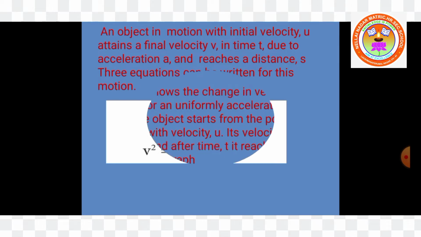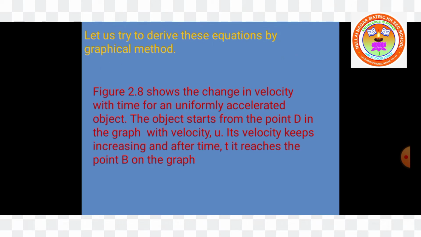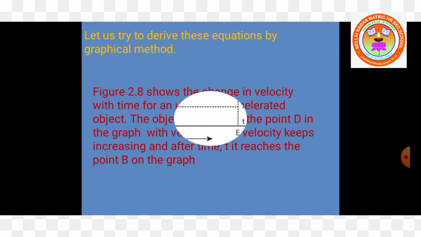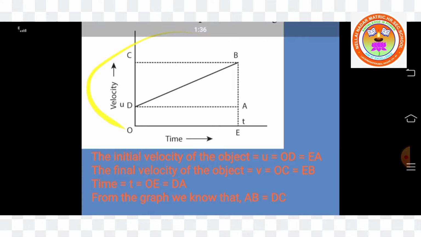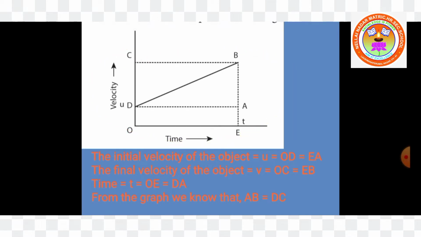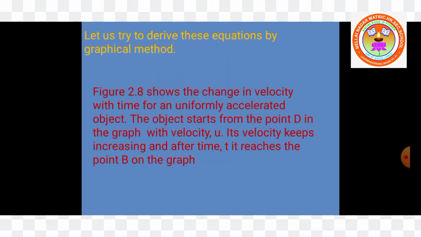Okay students? Right. So let us try to derive these equations by the graphical method. Here the figure shows the change in velocity with time for a uniformly accelerated object. The object starts from the point D in the graph with the velocity u. The initial velocity is u.